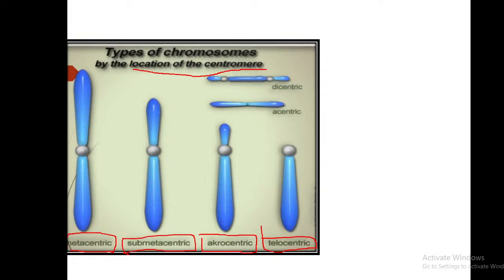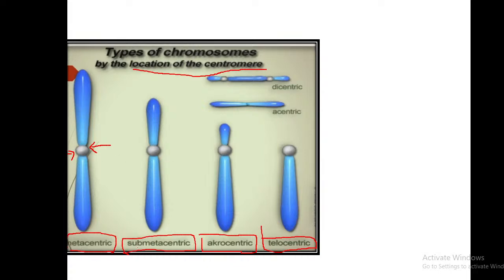First is metacentric chromosome. Metacentric chromosome is the type of chromosome in which the centromere is at the exact center. Centromere is at the center. You can see the centromere is at the center of the chromosome. Exact center or slightly different.